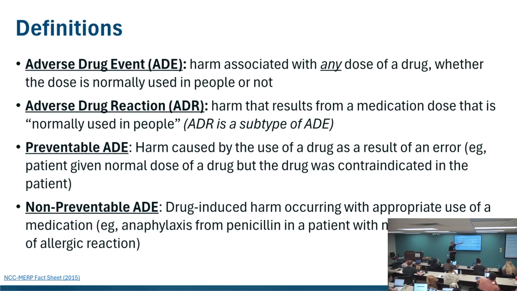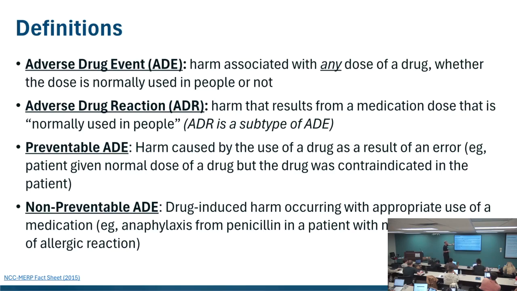Adverse drug reaction, on the other hand, is harm that results from a dose that is normally used in people. That's important because when you go to the question like, well, how much were you taking? Oh God, 1,000 milligrams. That's way, way too much. Versus, oh, you were on a normal amount of the drug. Okay, you move on to the next thing. So that distinction from a classification standpoint could be important.